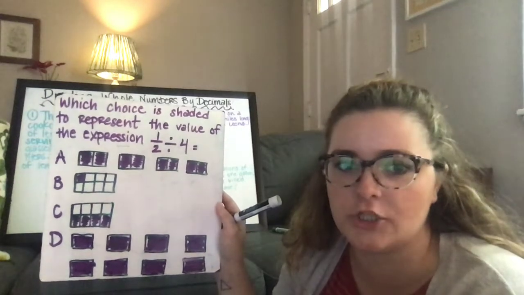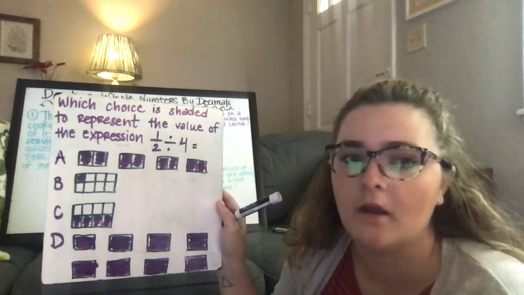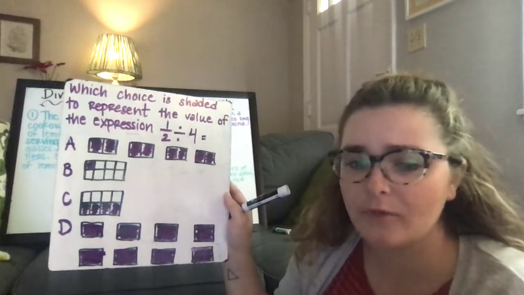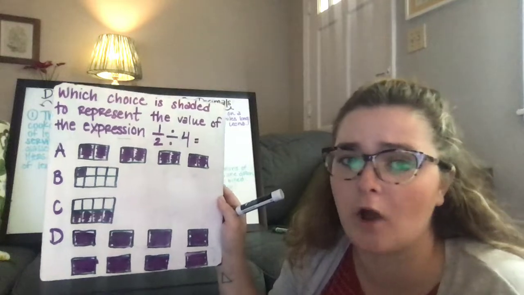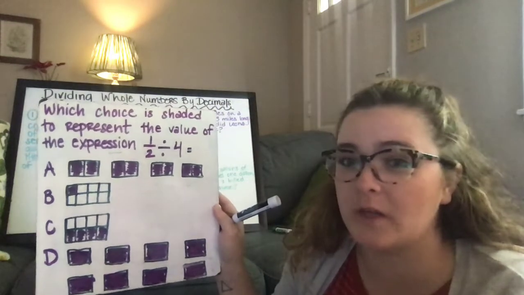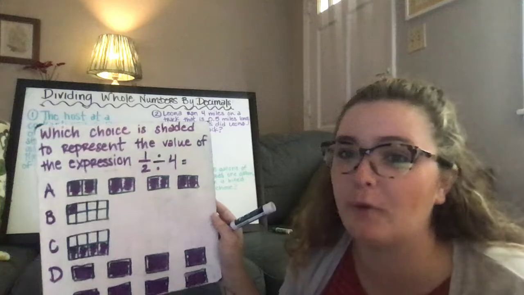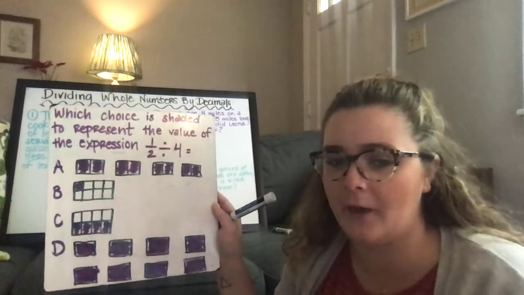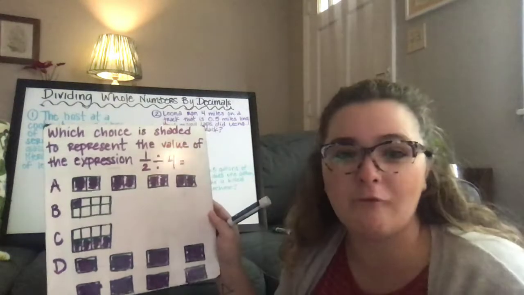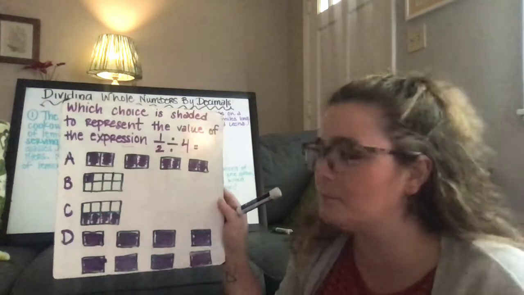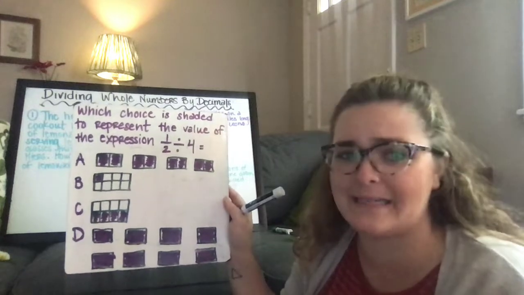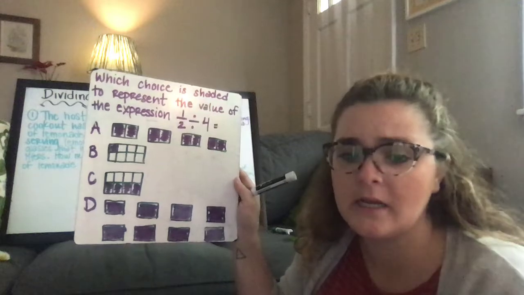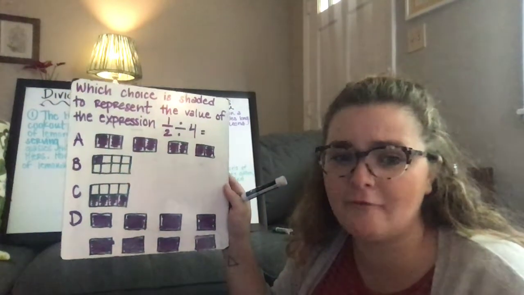Which choice is shaded to represent the value of the expression 1/2 divided by 4? So what we always tell y'all to do with these is draw what you have. And so if you're thinking about splitting 1/2 of a cookie between 4 people or 1/2 of a cake between 4 people, only draw what you have. And so we only have 1/2 of something because that's what we're splitting up. And so we can already go ahead and tell ourselves that A and D are not going to be appropriate answer choices because they have more than 1/2.